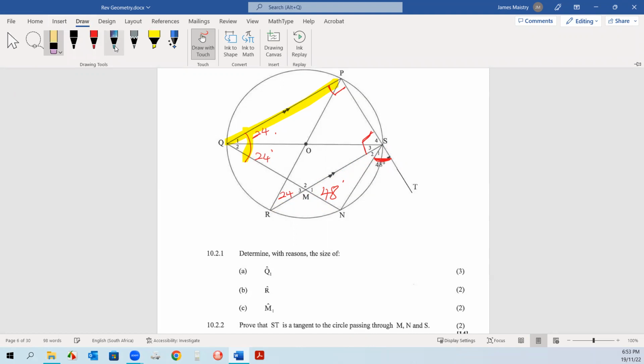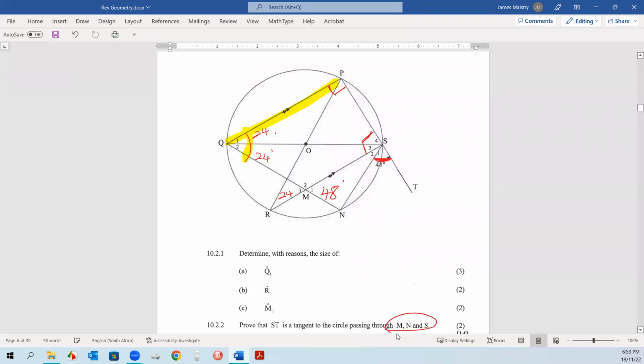Now, why would I say something? It sounds like I'm being so mean. All right, but actually I'm not. I'm just trying to state a fact. You're not reading the question. We're looking at MNS. So let's draw it in. There's our MNS. Can you see that? And we are trying to prove that ST is a tangent. There's ST here. So we're not interested in this point called Q. It's got no resemblance to what we're trying to prove.